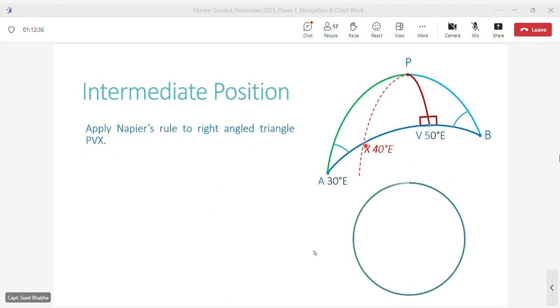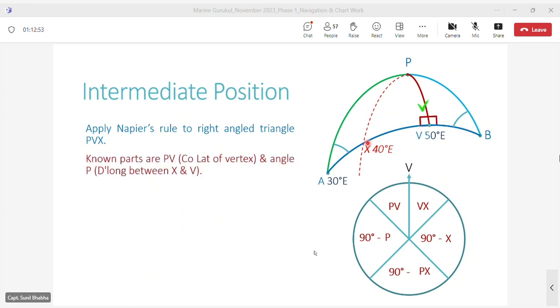So let's mark the cartwheel. Let's fill up the parts of the cartwheel. You can see the cartwheel parts are filled up. And in this triangle Papa Victor X-ray, let's identify the parts which are known to us. Now one part which is known to us is Papa Victor. Papa Victor is the colat of the vertex. The vertex latitude longitude is already calculated, so we know what is the colat of the vertex.